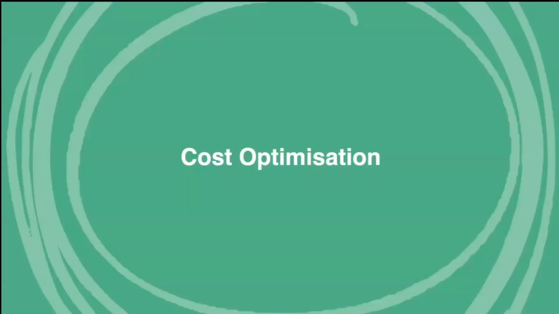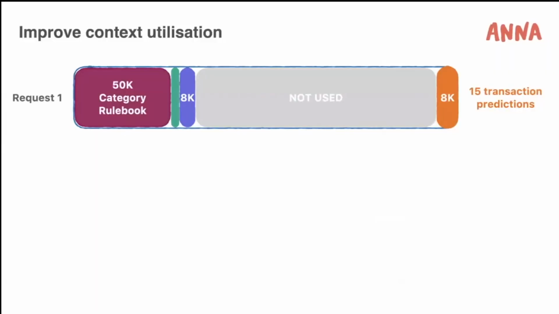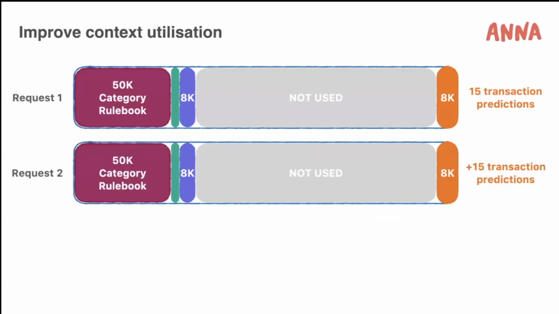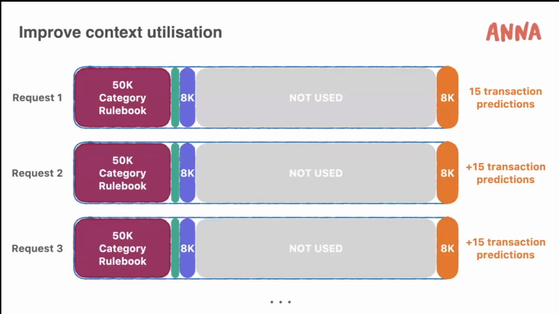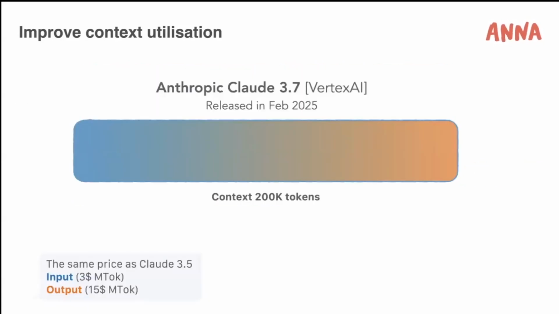So this brings us to cost optimization. Say we have a client with 45 transactions, and we split them into 3 requests. We see that to get 45 predictions, we consumed about 180K of input, which is not efficient at all.